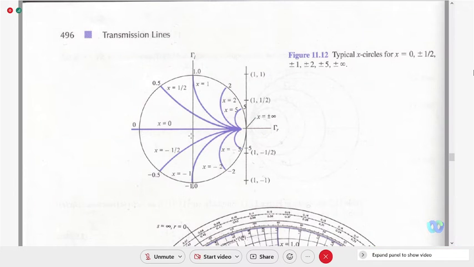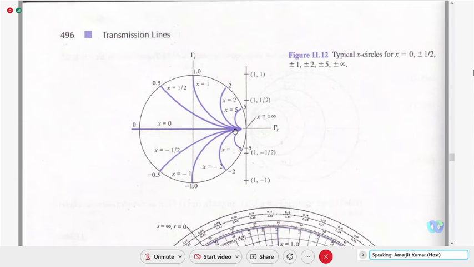So if x is equal to 1 by 2 and minus 1 by 2, first you see plus 1 by 2. So x is equal to 1 by 2, the circle is here. So this circle will be like this. Only inside this unit circle we have considered. So like this circle.